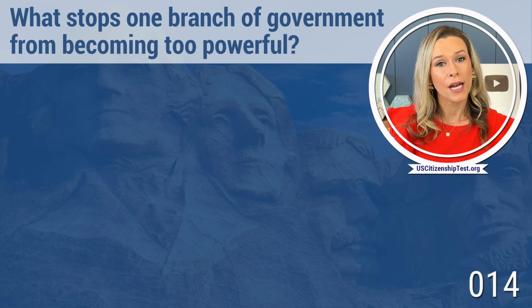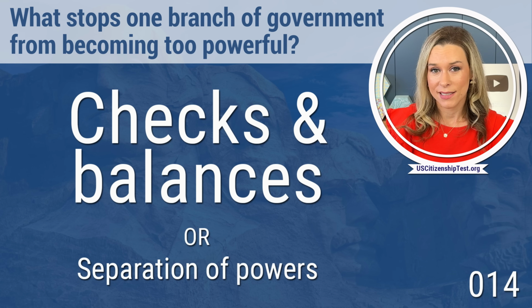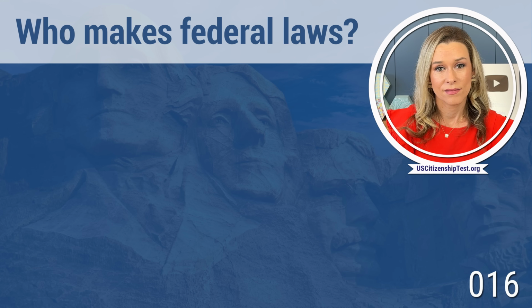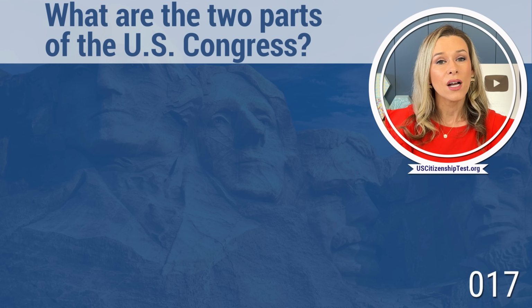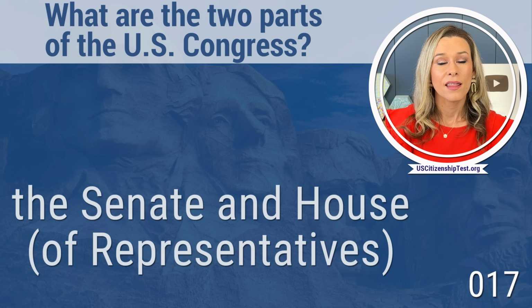What stops one branch of government from becoming too powerful? Checks and balances. Who makes federal laws? Congress. What are the two parts of the US Congress? The Senate and the House of Representatives.